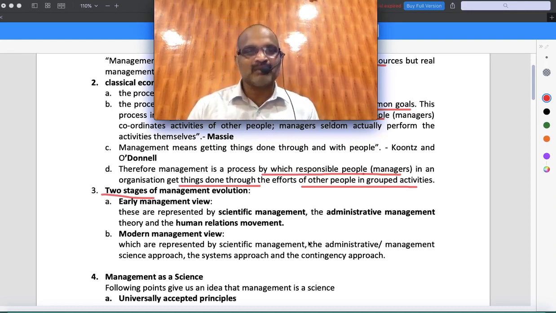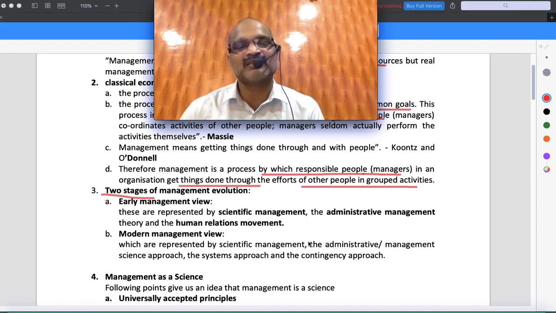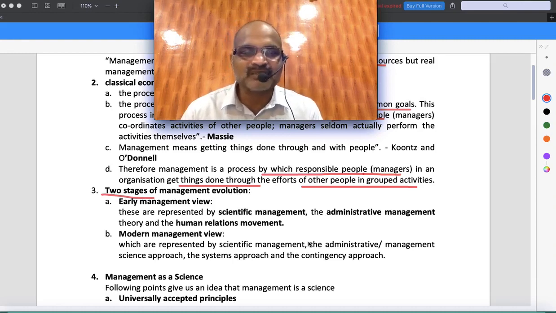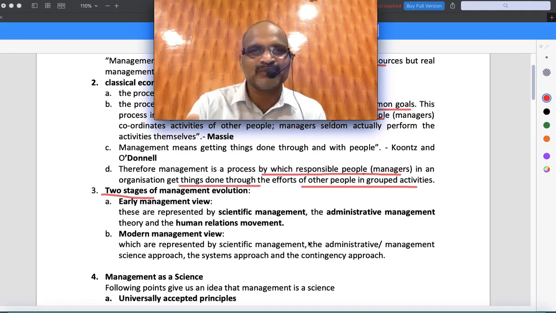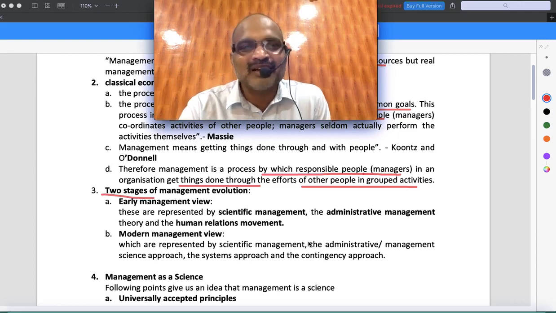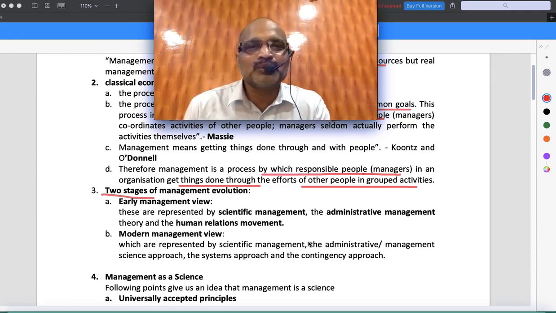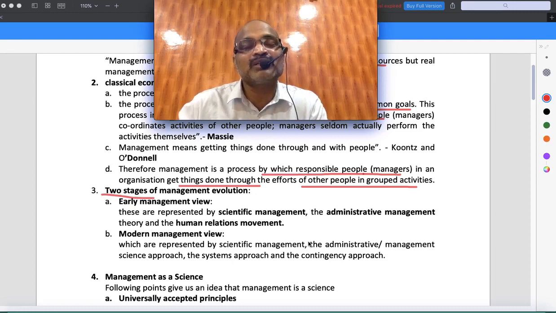So basically, I'm coming straight to the question: how many stages of management evolution, in the sense how has management come into existence? How exactly did management come into existence? I hope my English is simple for you. If any word that I'm using is not really understandable, please do let me know. Okay, I repeat, there are two stages of management evolution. What is evolution? How management came into existence?